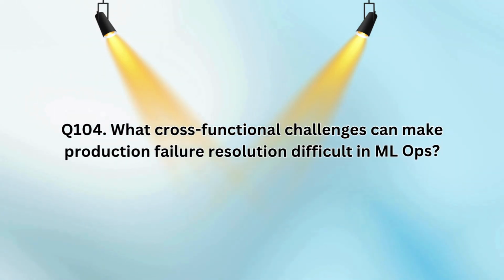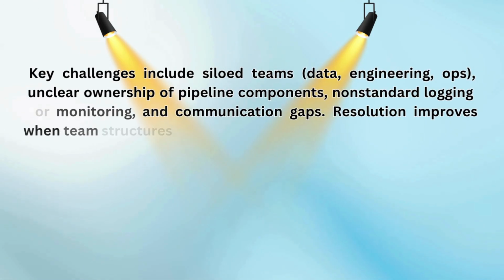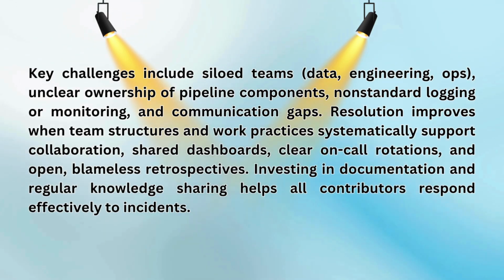What cross-functional challenges can make production failure resolution difficult in ML Ops? Key challenges include siloed teams like data, engineering, ops, unclear ownership of pipeline components, non-standard logging or monitoring, and communication gaps. Resolution improves when team structures and work practices systematically support collaboration, shared dashboards, clear on-call rotations, and open, blameless retrospectives. Investing in documentation and regular knowledge sharing helps all contributors respond effectively to incidents.